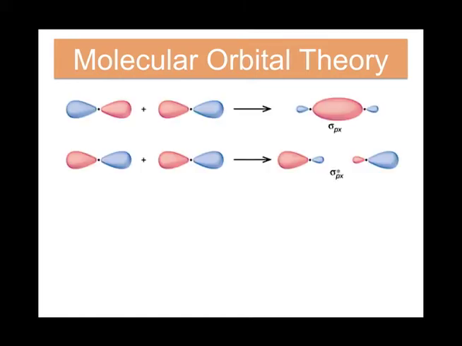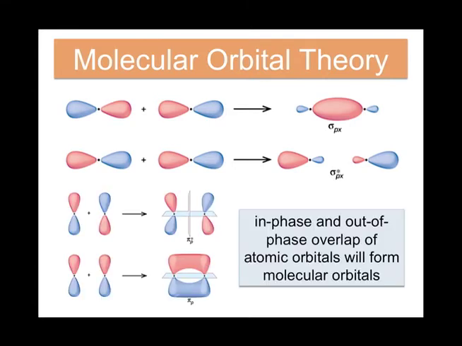When sets of atomic orbitals overlap, they will generate two molecular orbitals, one of which will be bonding, like the sigma px orbital, which will be the lower energy orbital, and the other of which will be anti-bonding, like the sigma star px orbital, which will be higher in energy. This works for pi orbitals as well, where the overlap is lateral rather than direct. Again, there will be a bonding and anti-bonding orbital, and this overlap can be either in phase or out of phase.